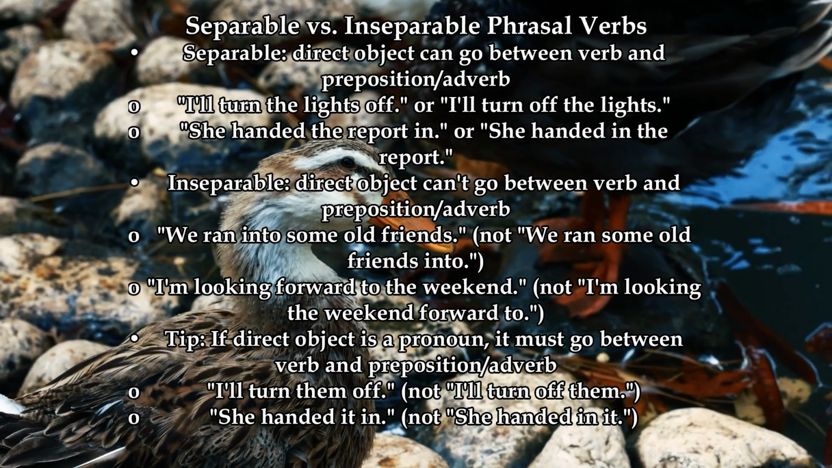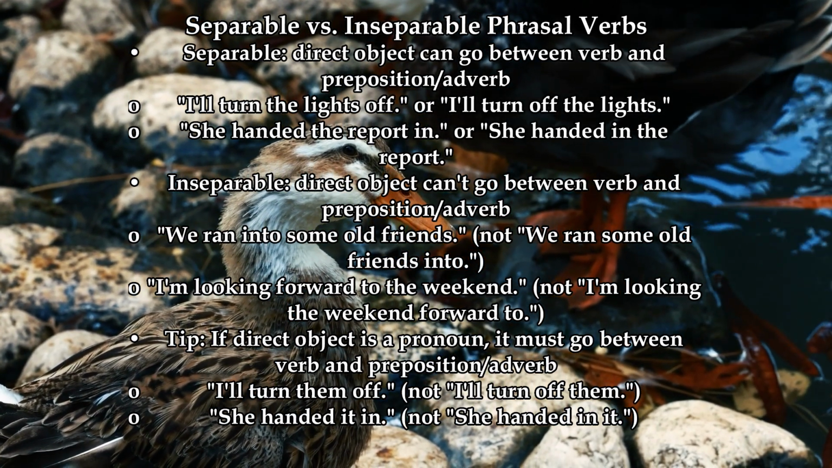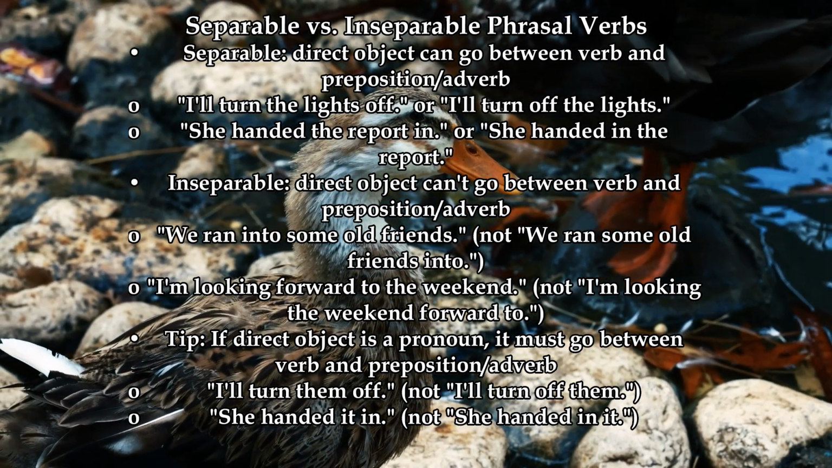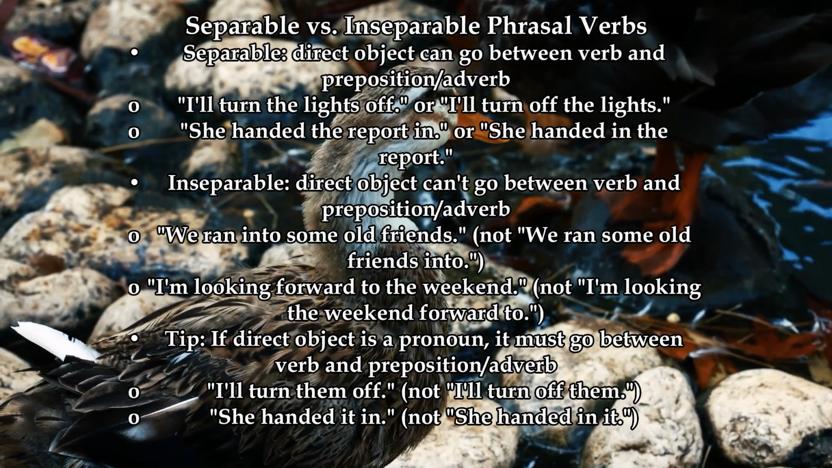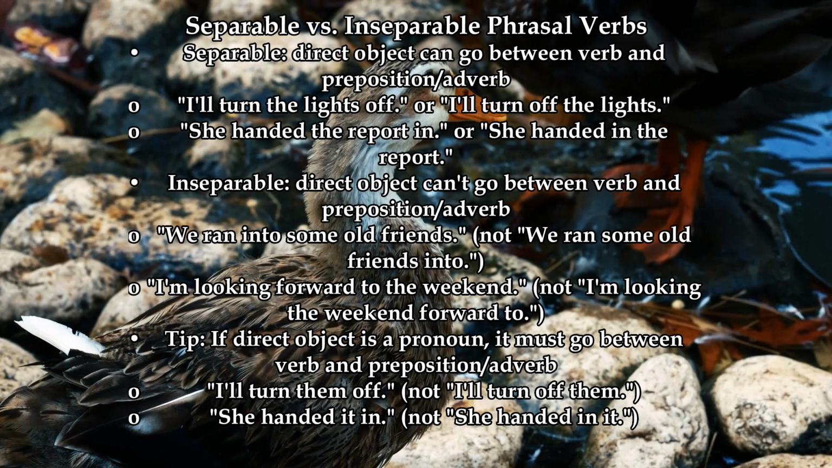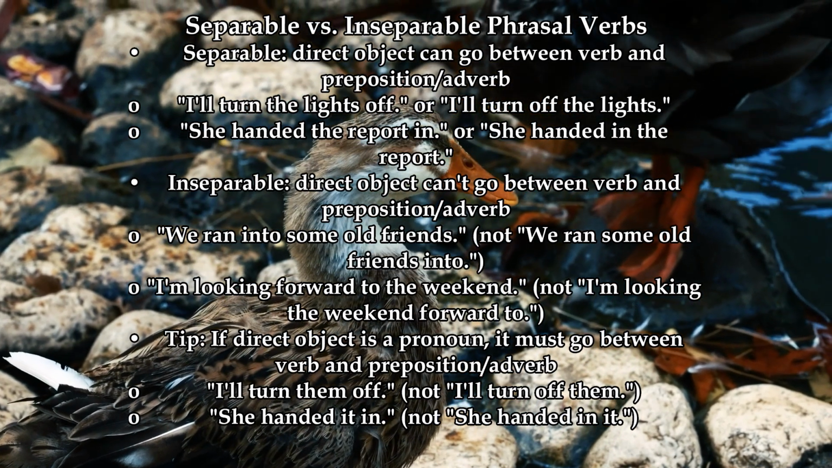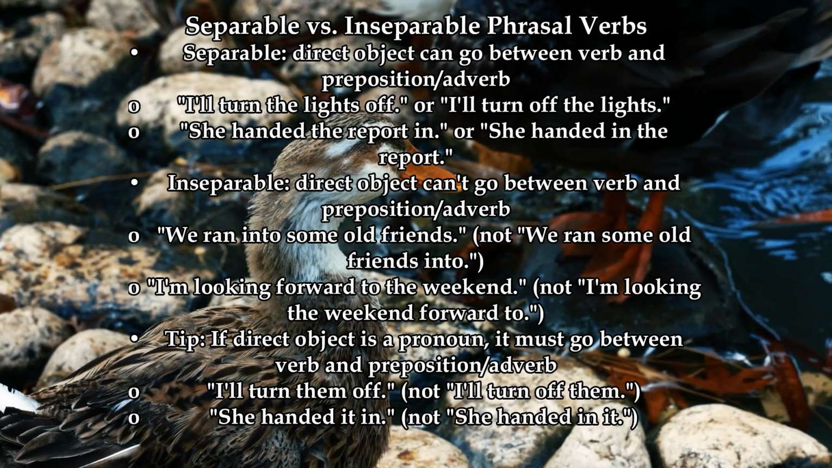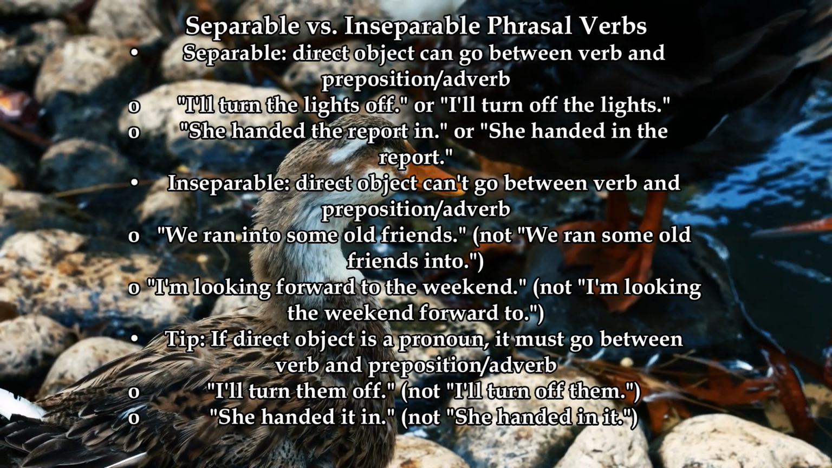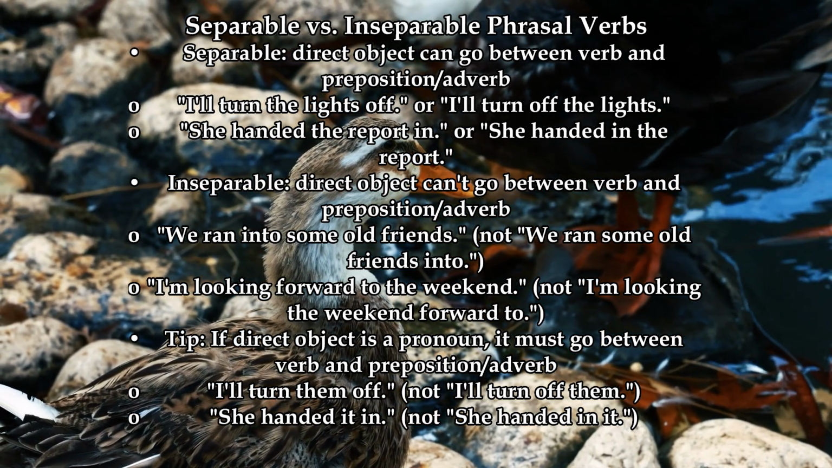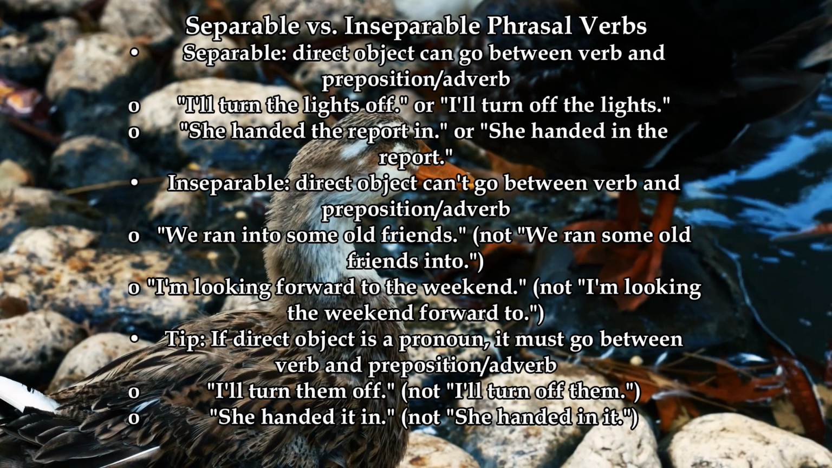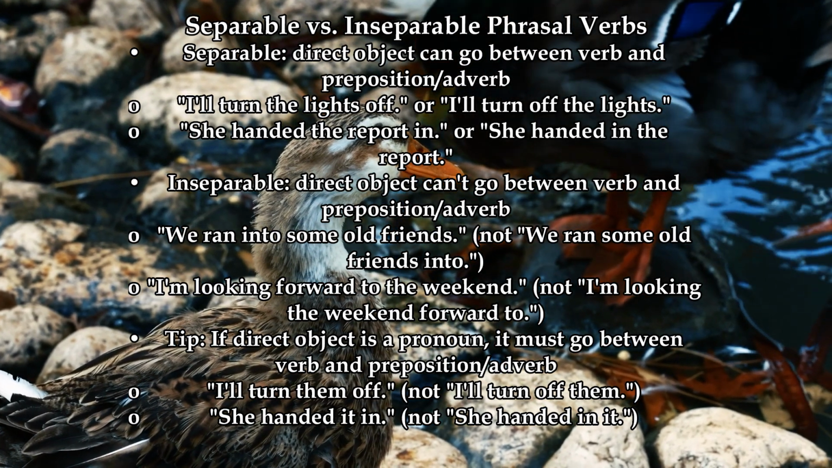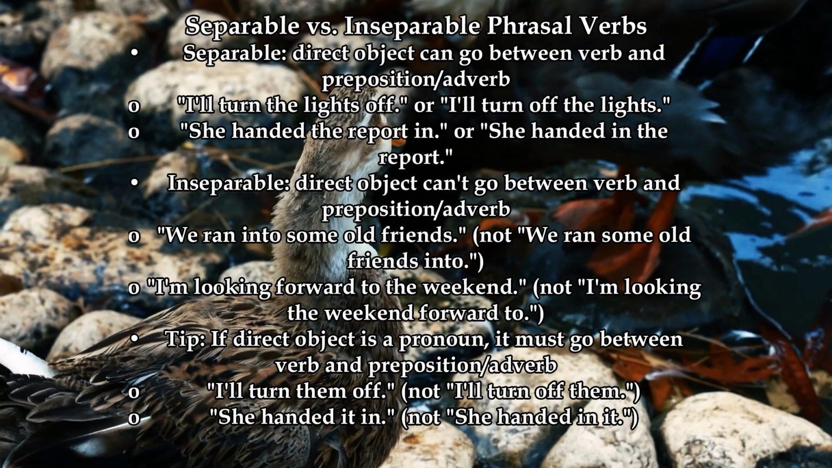Here's a tip. If the phrasal verb has a direct object and that object is a pronoun, it must go between the verb and the preposition or adverb. For instance, I'll turn them off. You wouldn't say, I'll turn off them. She handed it in. It would be wrong to say, she handed in it. By remembering this rule, you'll be able to use separable and inseparable phrasal verbs correctly in your own speech and writing.